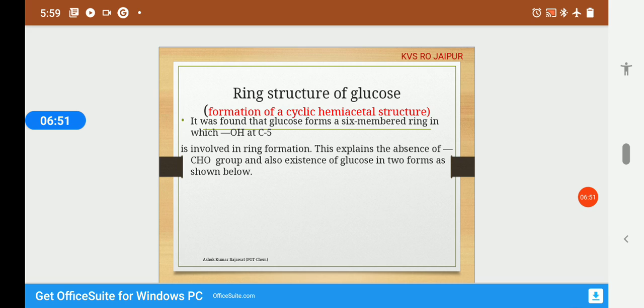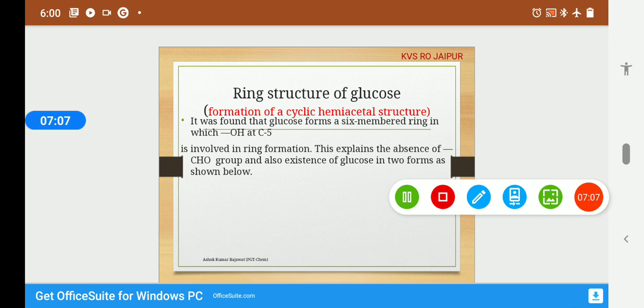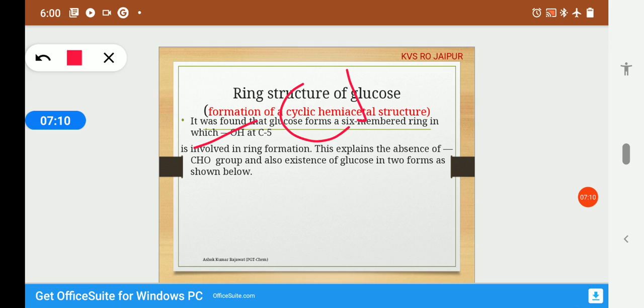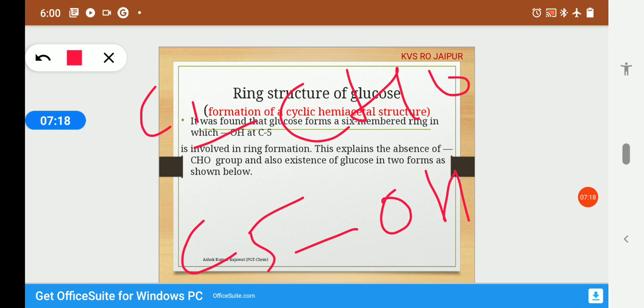Now, the ring structure of glucose. It was found that glucose forms a 6-membered ring in which the OH at C5 is involved in ring formation. This explains the absence of the CHO group and also the existence of glucose in two forms as shown below. As I have told you before, the CHO group of glucose, which is at C1, undergoes reaction with the OH group at C5. Both undergo reaction to form hemiacetal, and this formation of hemiacetal gives the cyclic structure to glucose.